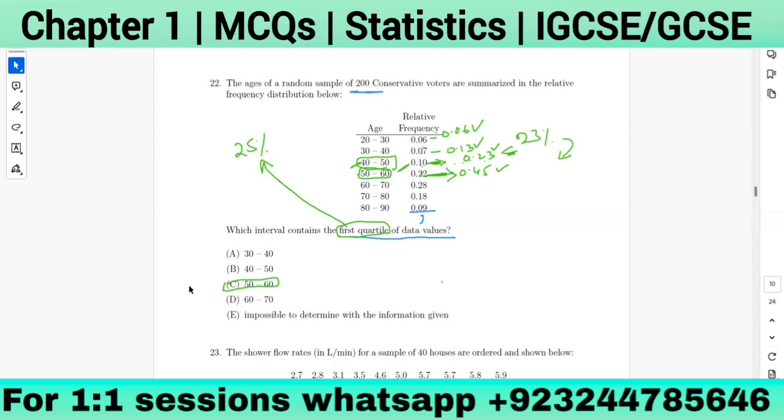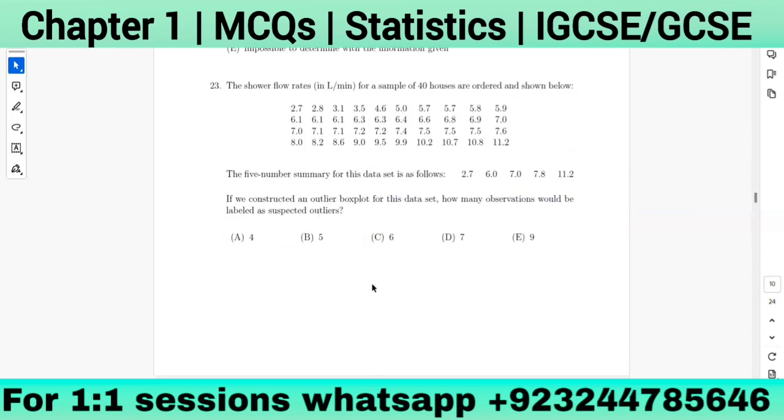Okay. The shower flow rates, for example, of 40 houses are ordered and shown below. The 5-number summary for this data is 2.7, 6.7, 7.1, 9.2, 11.2. So it means it's the minimum, Q1, the median, Q3, and the maximum. This is the 5-number summary. If we construct an outlier box plot for this data set, how many observations would be labeled as suspected outliers?